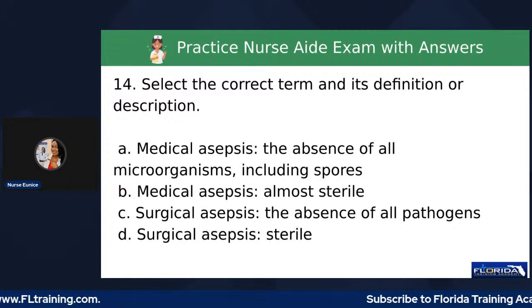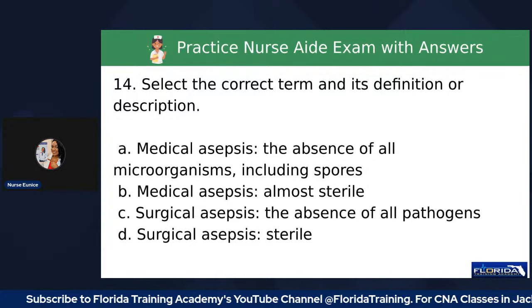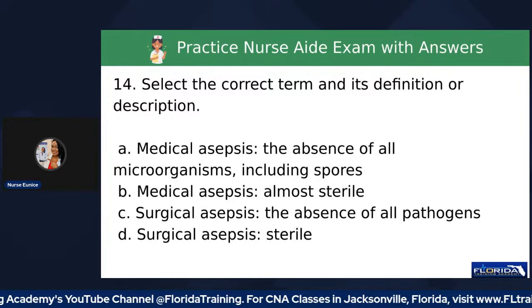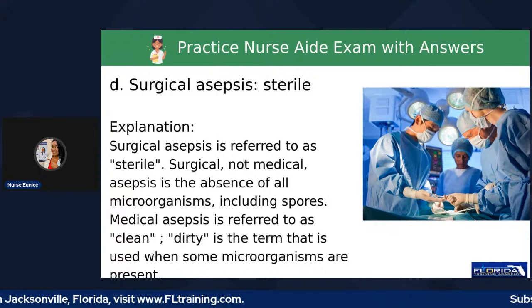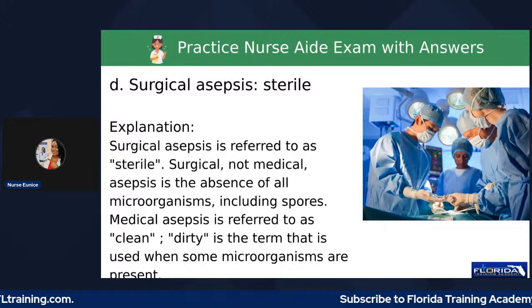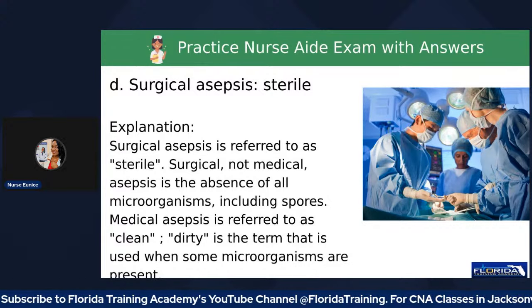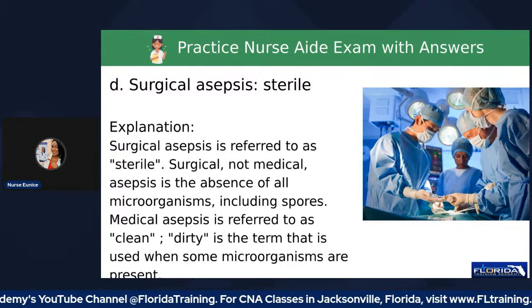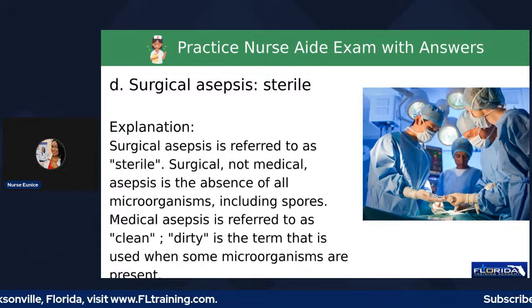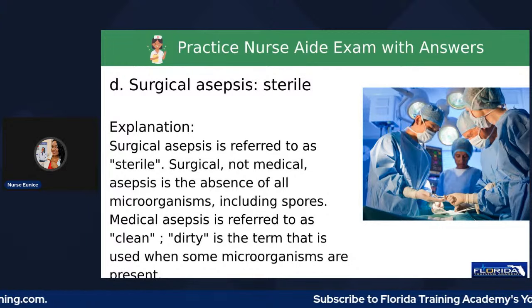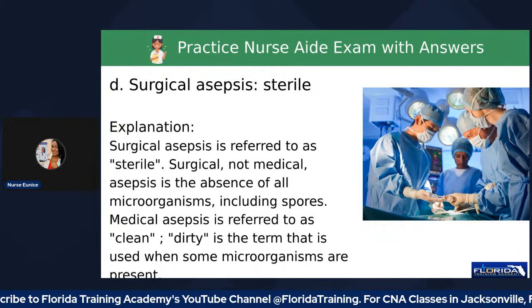So medical asepsis, think about those gloves that are on the wall in your rooms. They're not sterile, but they're as clean as possible for the environment. Yes, it is D. Surgical asepsis is when it's sterile. So I have the image there of the OR. Remember, you have those scrub techs. They scrub the patient down. The doctor has to put on sterile gloves. We can't use gloves out of the box. So surgical asepsis is referred to as sterile. Surgical, not medical, asepsis is the absence of all microorganisms, including spores. Like when you're having surgery, they usually tell you to take baths with a chemical agent a few days before so that there's less chance of you getting an infection. So surgical asepsis is when everything is sterile.